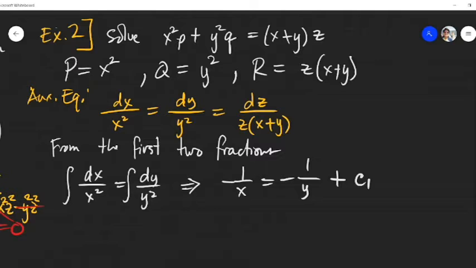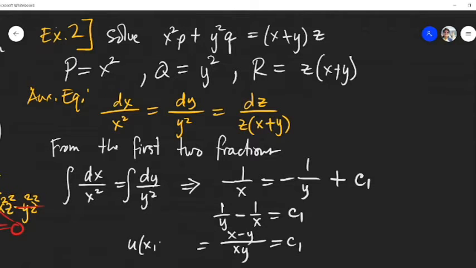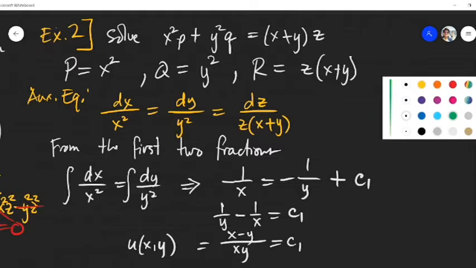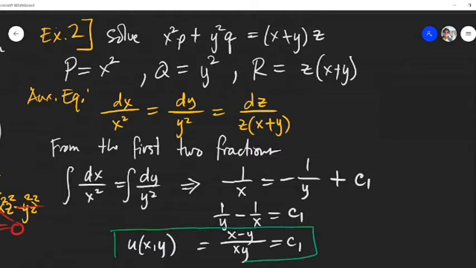So we can just transpose negative 1 over y to the left side. So we have 1 over y minus 1 over x is equal to our arbitrary constant c sub 1. And we can simplify this, making it one whole fraction, as x minus y over x times y equals c sub 1. This is our u of x, y because we don't have a variable z. Okay, so this is our first solution.